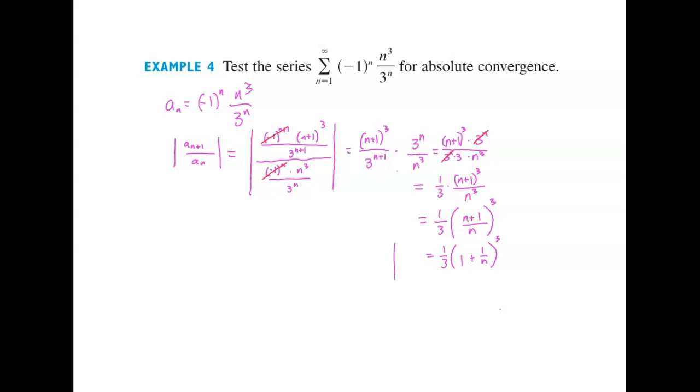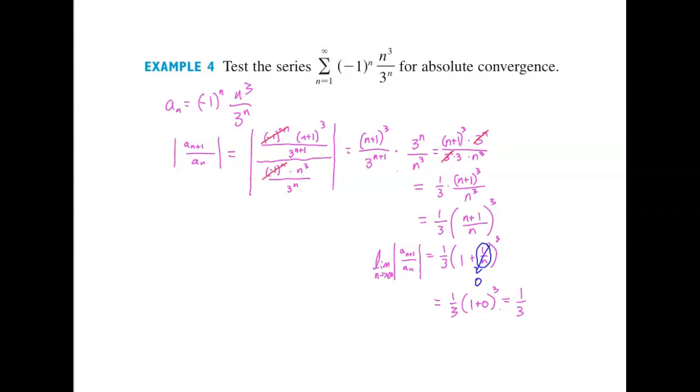All right, so remember, that's the ratio of the absolute value of a sub n plus 1 over a sub n. And now what I want to do is take the limit as n goes to infinity. Well, we only have one term with n here. If we let n go to infinity, what does 1 over n approach? 0, right? So this is gone. I have 1/3 times 1 plus 0 cubed, which is 1/3, yeah?